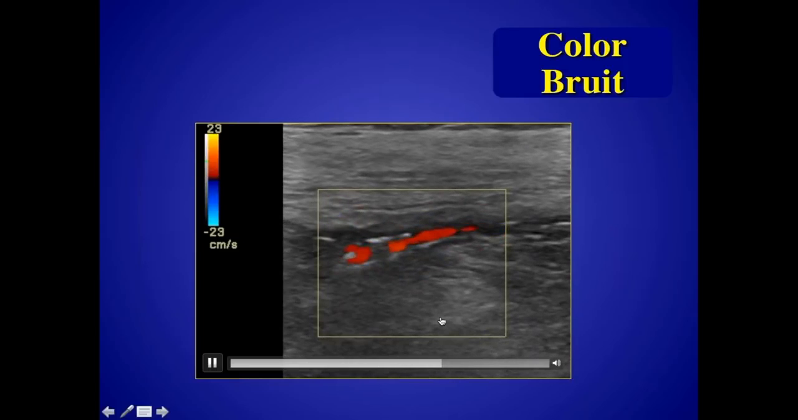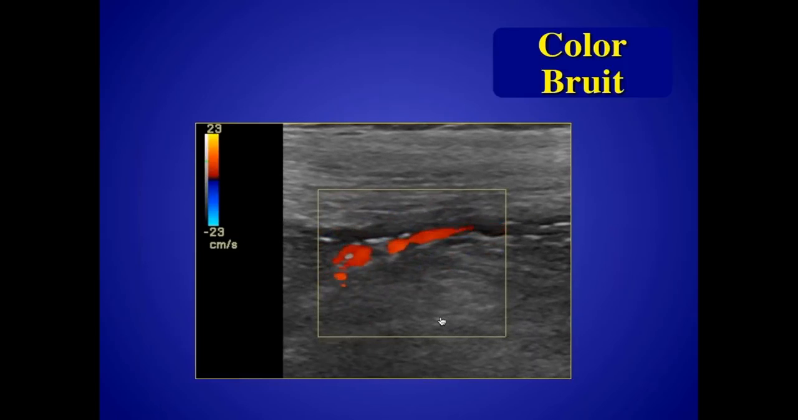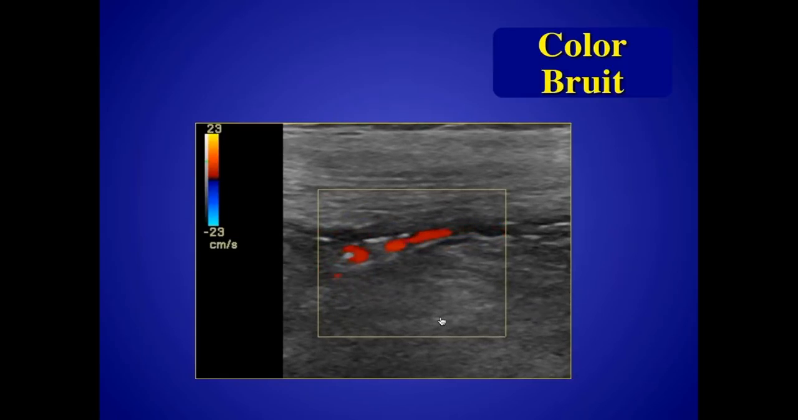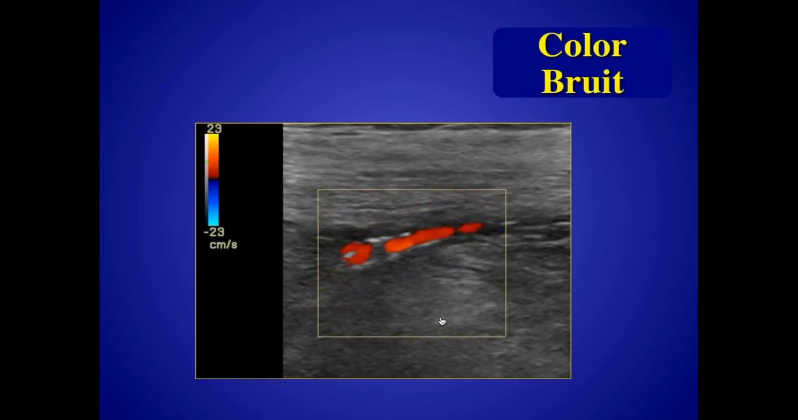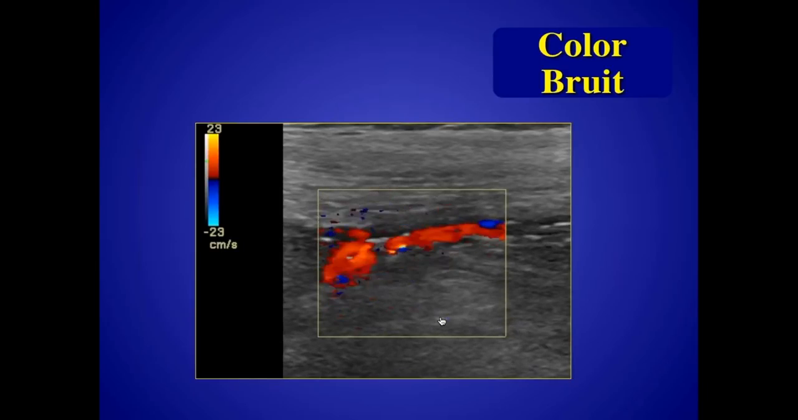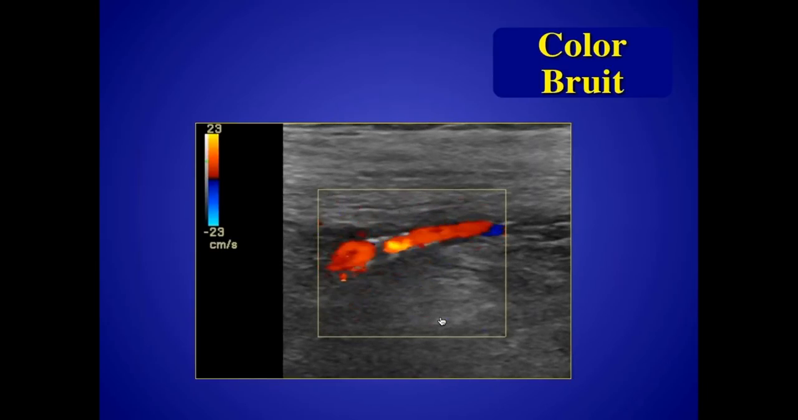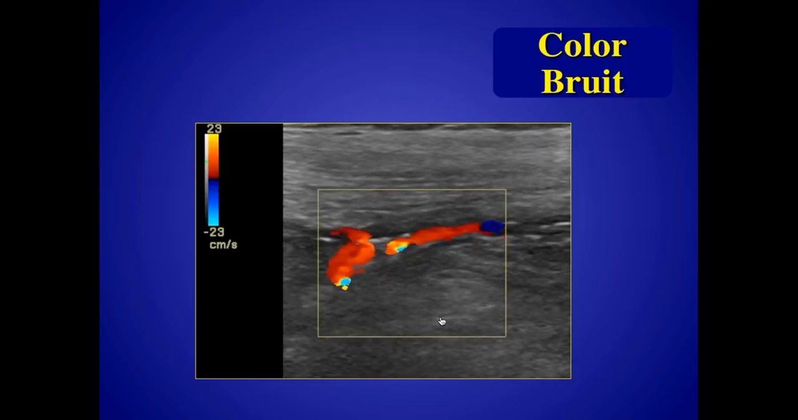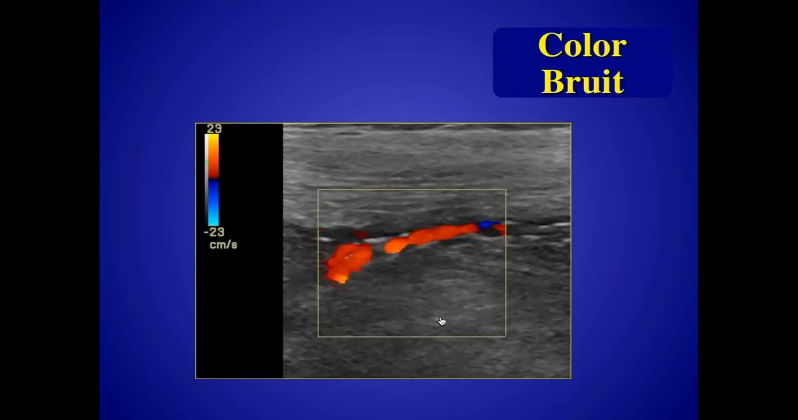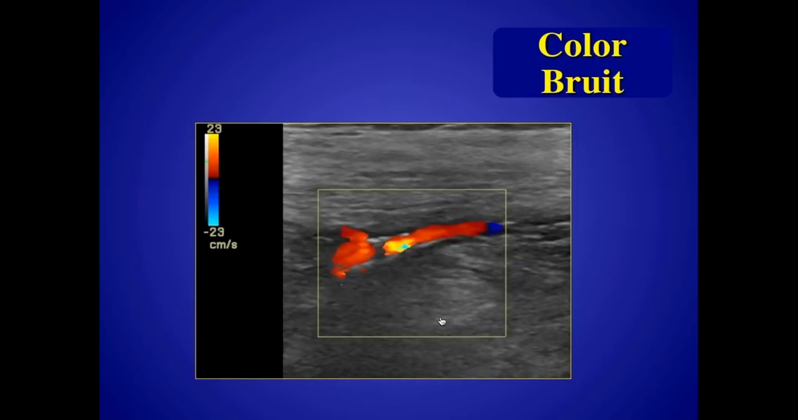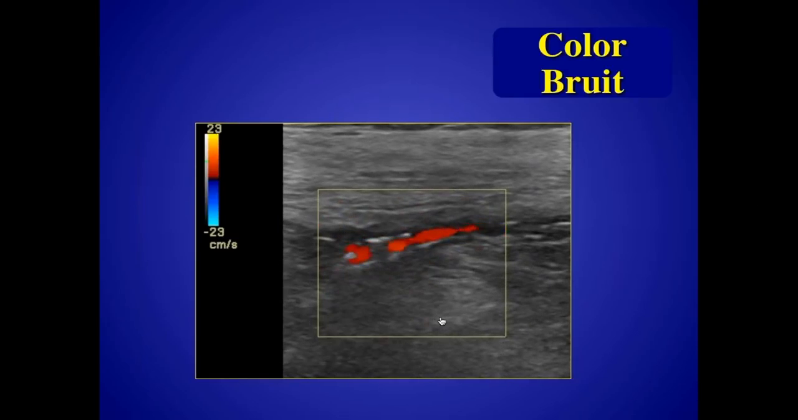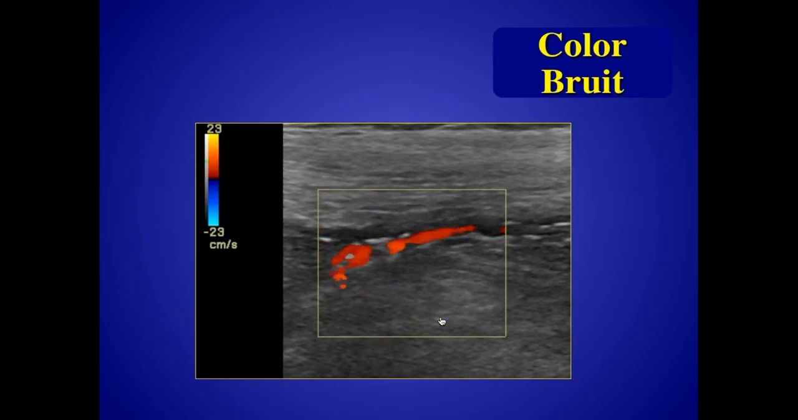This is one of my favorite artifacts because when I see a bruit, I know there's an underlying vascular problem. It could be a stenosis, or it could be a fistula, or perhaps the neck of a pseudoaneurysm. It's indicating a very high flow state. High velocity flow causing the tissue vibration, producing a color bruit.